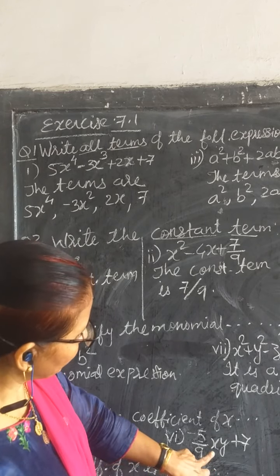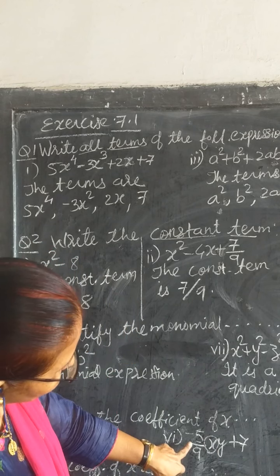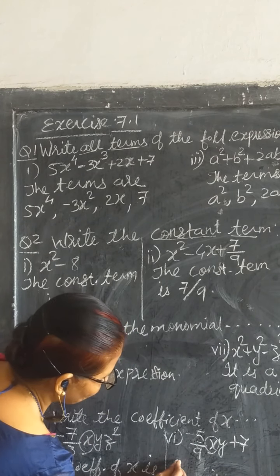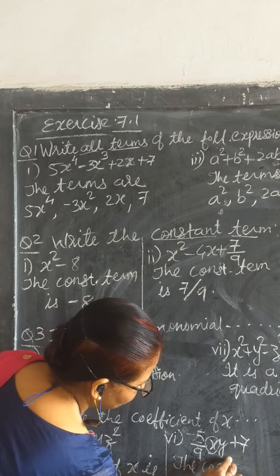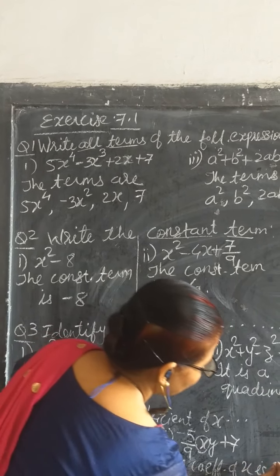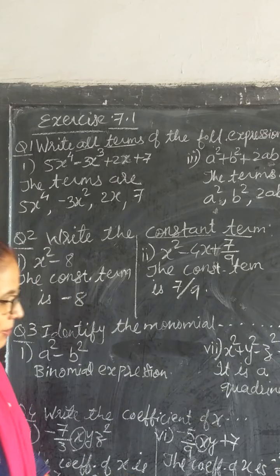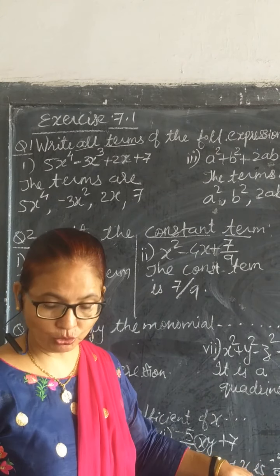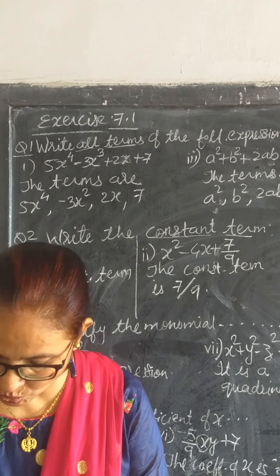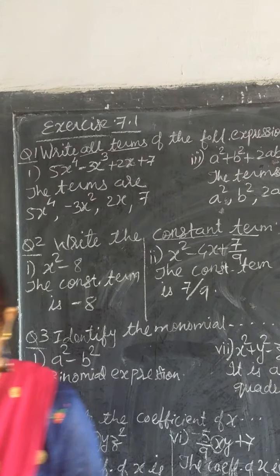Similarly here is x. Leaving this x, what is the coefficient left? Minus 5 by 9 y. So here you can write, the coefficient of x is minus 5 by 9 y. Remember children, wherever a minus sign is there, you have to write it. In this way you can solve the rest of the examples of this question. Now let's move to question number 5 and 6.